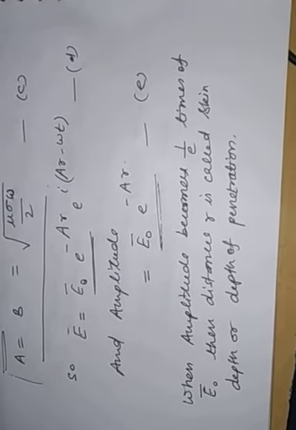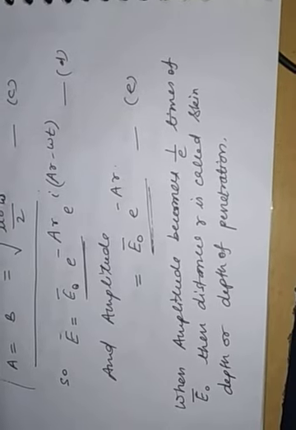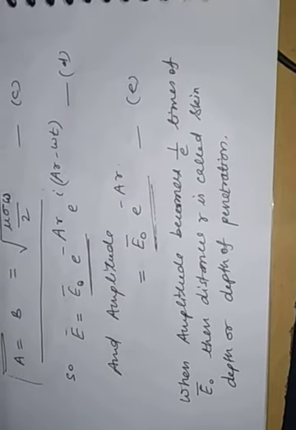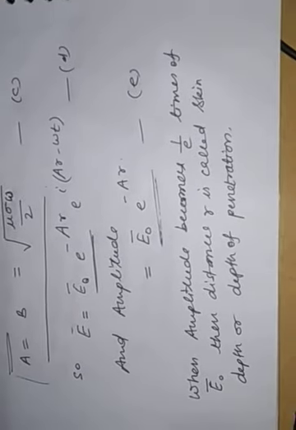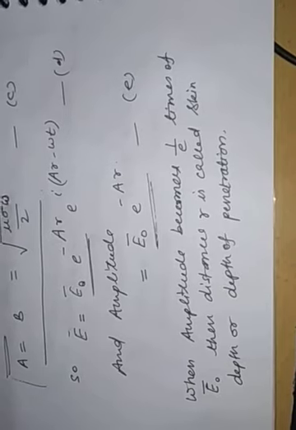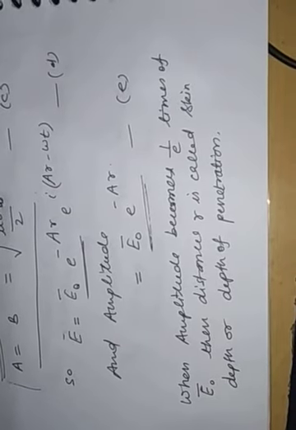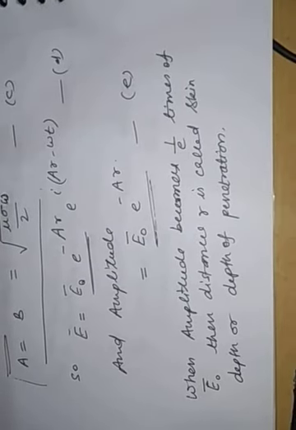When an electromagnetic wave hits the surface of any material, any medium, then just before hitting the surface, whatever the amplitude value is, that will be the maximum value, and when it enters the medium, the amplitude starts reducing. The distance up to which the amplitude becomes 1 by E times of that value at the surface is known as skin depth or depth of penetration.